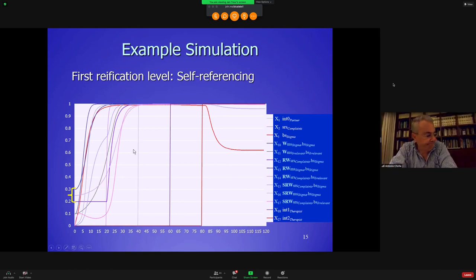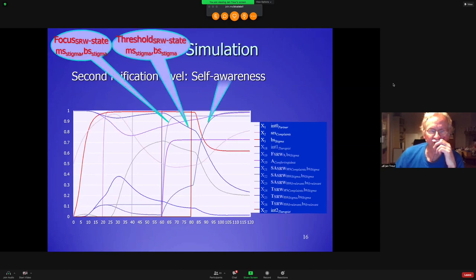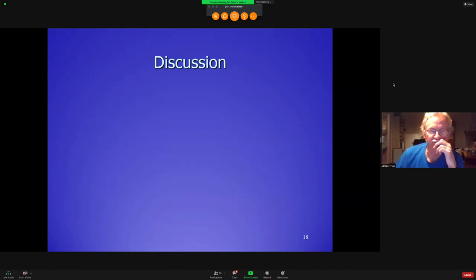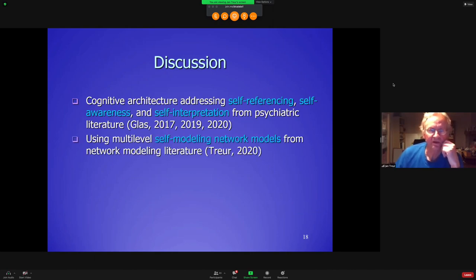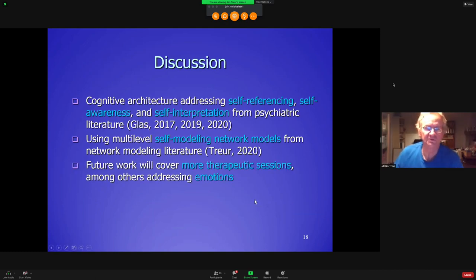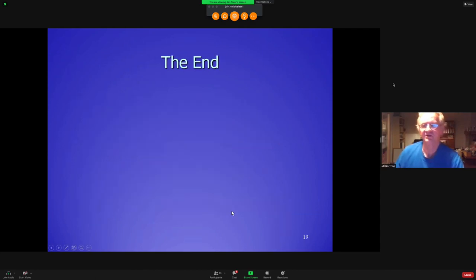Okay. So you can see in the paper how the next levels also look, and I will go to the last part. So we found this architecture where we gave these notions a good place in our IT, so that you can do more simulations with them, others than only this case study, this scenario. And in future work we'll try to do more of such therapeutic sessions. It may finally be some architecture that could give a basis for some virtual training environment for therapists. So that's it.